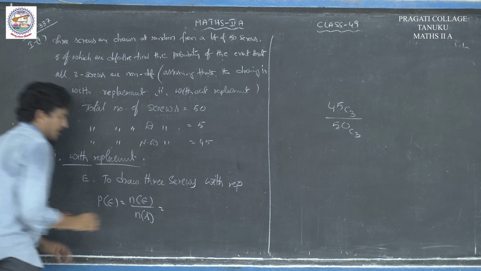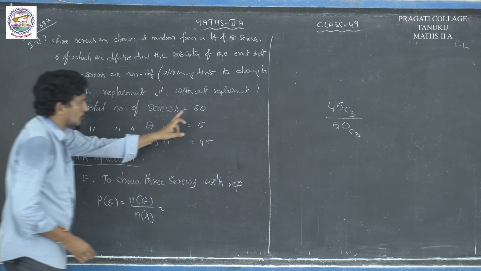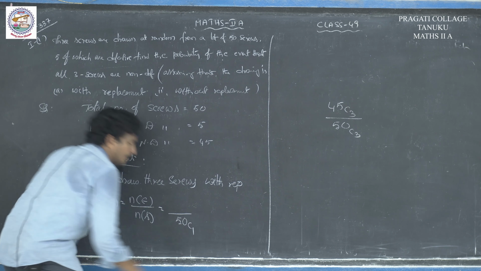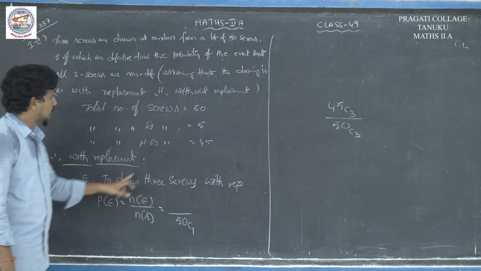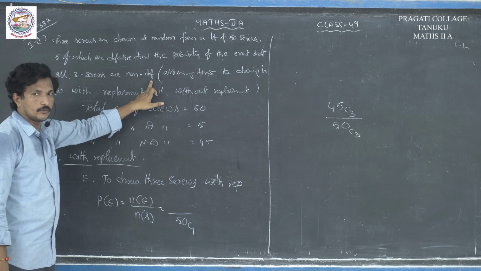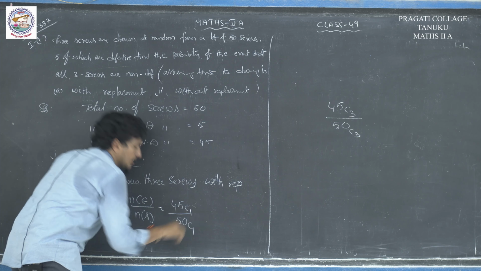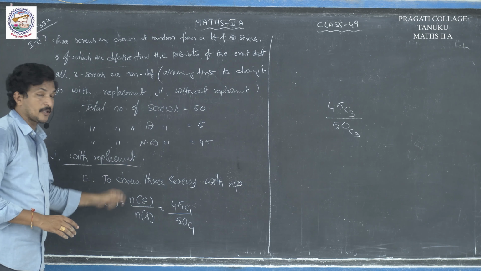First screw to draw. Observe that the total number of screws is 50. To draw the first screw is 50C1. What is favorable? Here the favorable screw is non-defective, so 45C1.